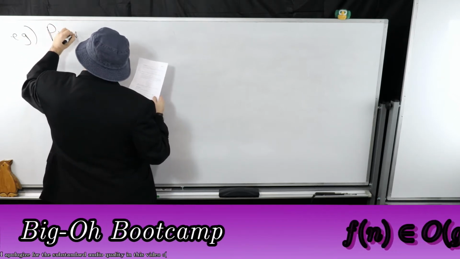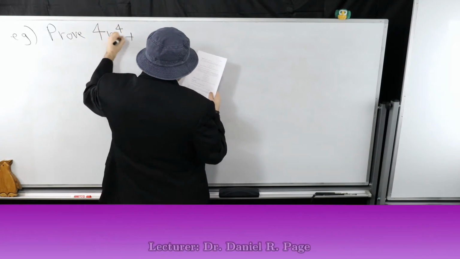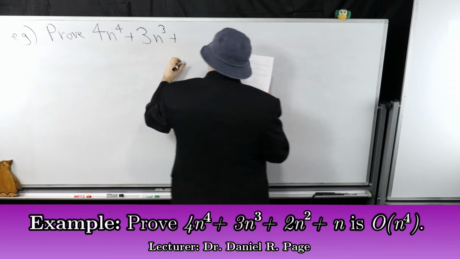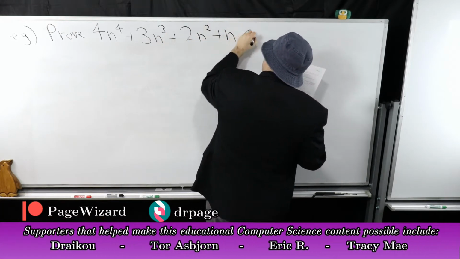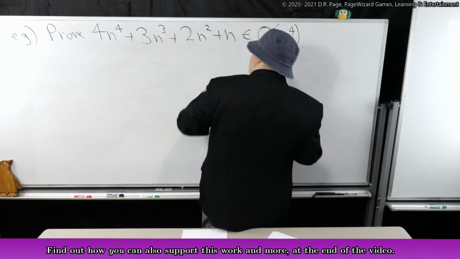We're going to prove that 4n to the power of 4 plus 3n to the power of 3 plus 2n squared plus n is in big O of n to the power of 4.